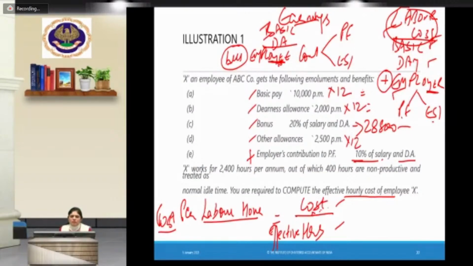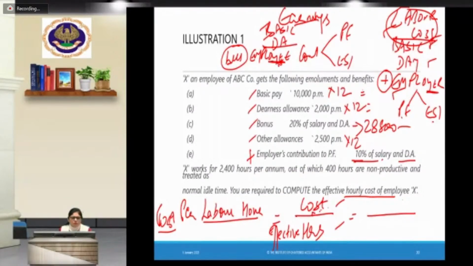Can I have the total cost, basic plus DA plus bonus plus other allowances plus employer's contribution? Can I have the numerator, the total cost? Basic 10,000 into 12, DA 2,000 into 12, bonus 20% of total basic and DA, which comes out to 28,800. Other allowances 2,500 into 12. Employer's contribution is 10% of basic salary and DA. You know the basic salary, you know the DA. Add the 10% to it. Can I have the total cost?